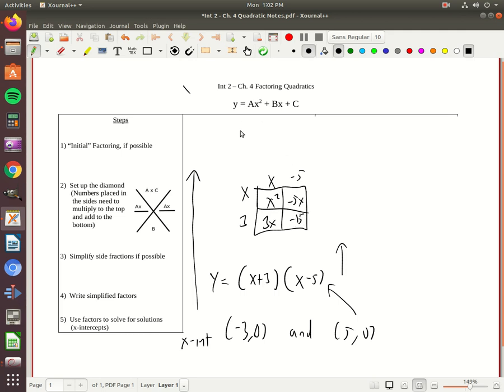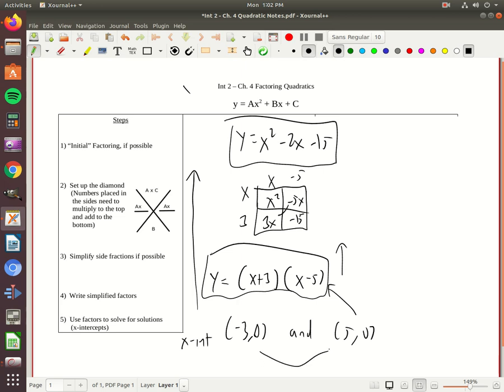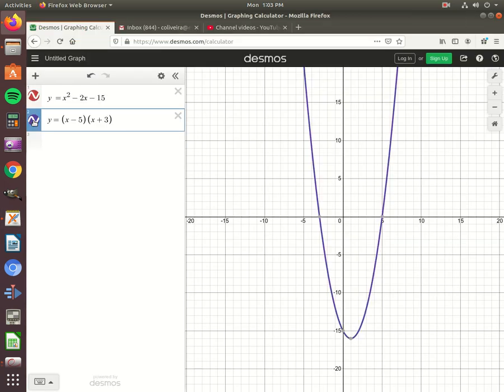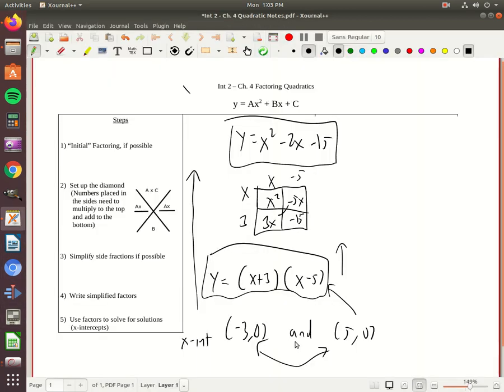So it looks like I'm going to have y equals x squared minus 2x minus 15. So the question is, if I were to graph this equation, would I get x-intercepts that look like this? So let's see. Here we have the same graph, and you can see that we do have x-intercepts of negative 3, 0, and 5, 0. So we actually were able to start with the x-intercepts and work our way backwards.